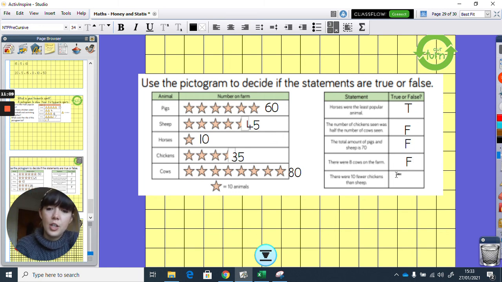There were 10 fewer chickens than sheep. So there are 35 chickens and there were 45 sheep. So that is true. There's 10 fewer chickens, isn't there? So that one's a big T. Well done if you got those right.